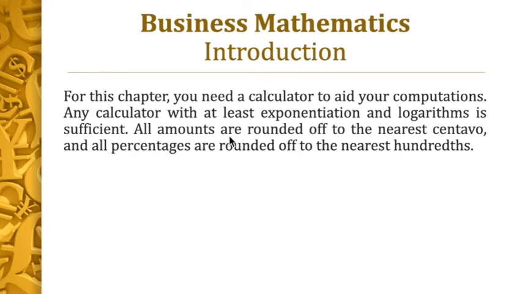All amounts are rounded off to the nearest centavo, that is, the nearest hundredths place, because it would not be real in real life to make use of more decimal places, because our money system only goes until the centavos. So that's in the second decimal place. And all percentages are rounded off to the nearest hundredths also, so that we'll have a uniform two decimal places.